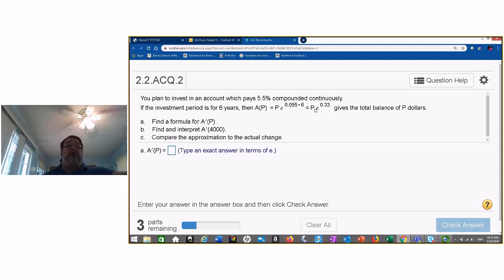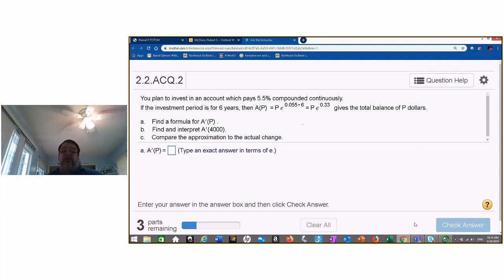And they say, find the derivative of A(P). Well, the derivative of e to the 0.33 is e to the 0.33. And even if you did this by the product rule, e to the x is e to the x. So I would assume that the answer, and this is why I sent them, because their answer didn't make any sense.